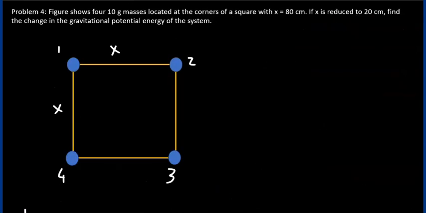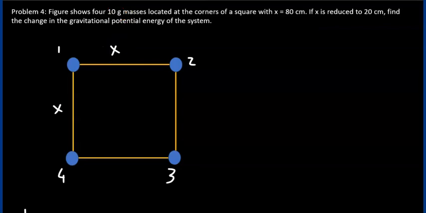Problem 4. The figure shows 4 10-gram masses located at the corners of a square. They're labeled as 1, 2, 3, and 4. x is 80 centimeters. That's the side of the square. If x is reduced from 80 centimeters to 20 centimeters, find the change in gravitational potential energy of the system.